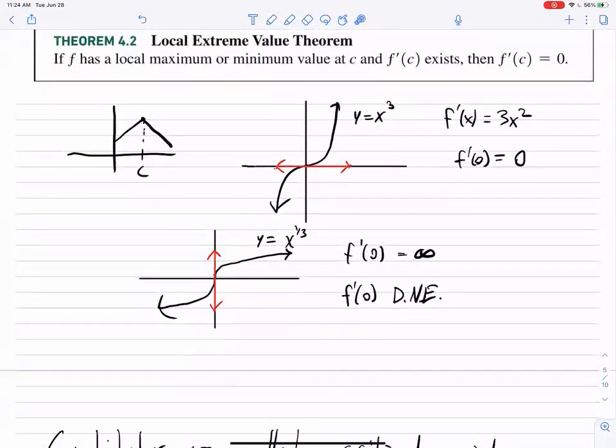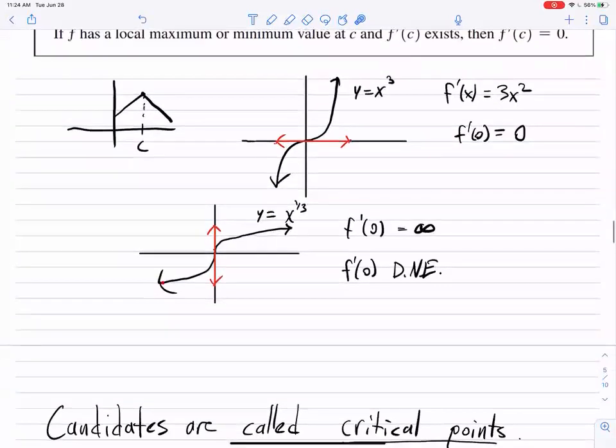Also, you could have something like this, where f prime of 0 is infinity. So the derivative doesn't exist at 0, and it's neither a local max nor a local min. And so that's another way where you could get that.